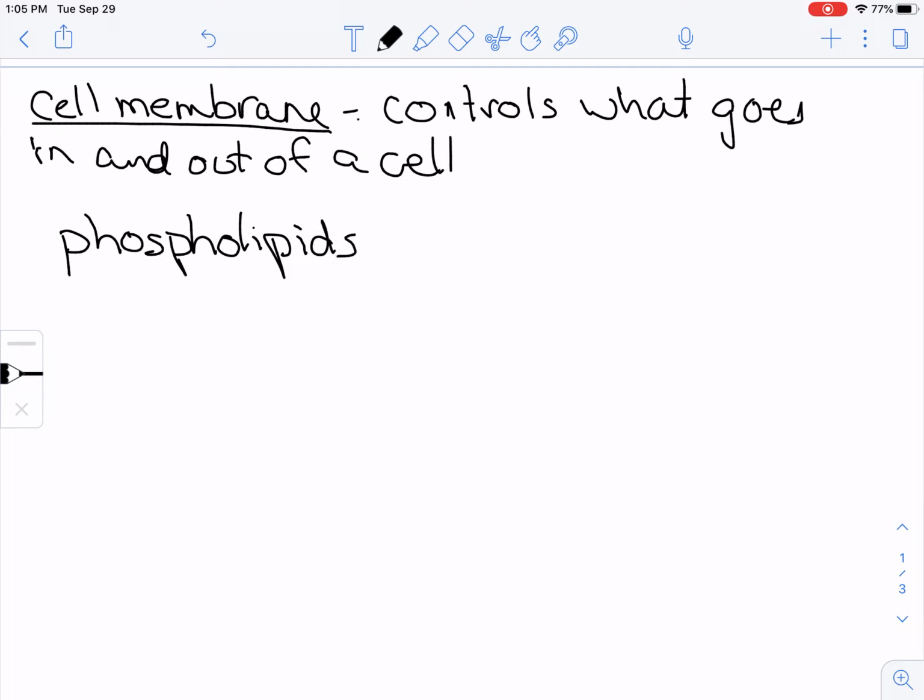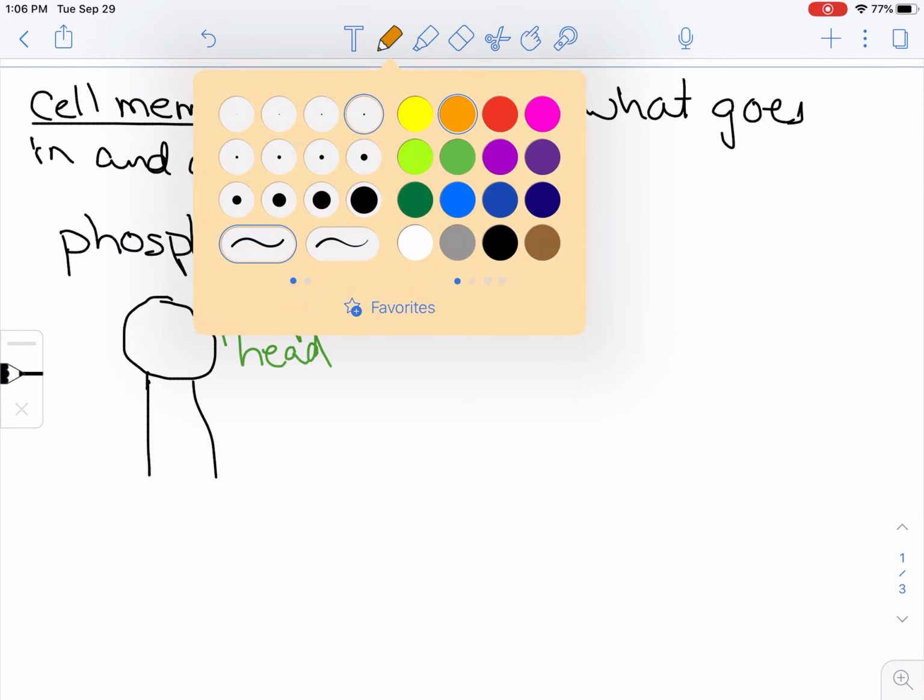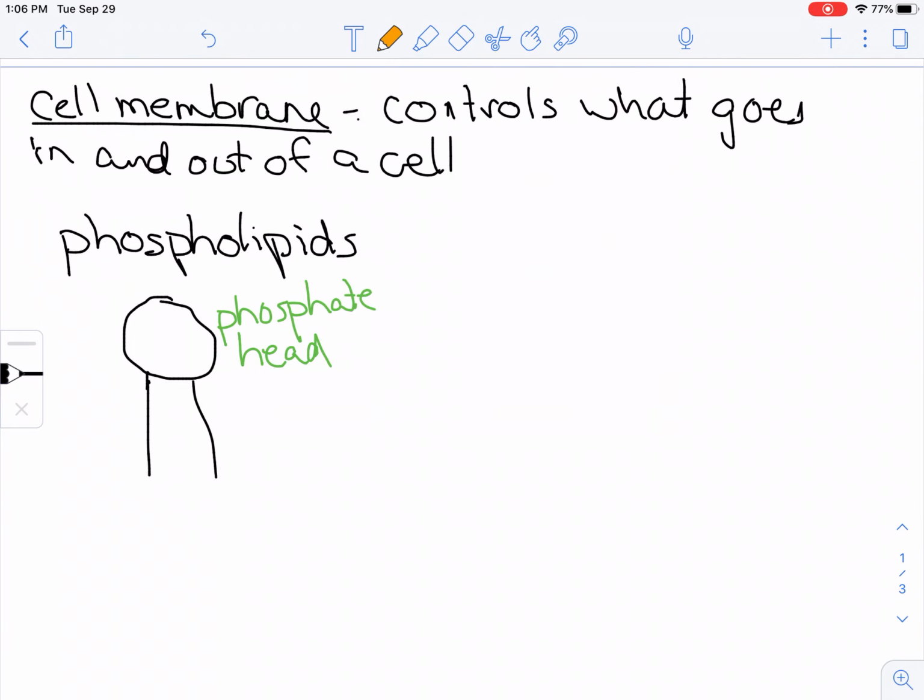Okay, and so what one phospholipid looks like, it's got a little head, and they call them tails, but for some reason I can't get tails in my brain. I always call them legs, but whenever I refer to legs, I'm actually talking about the tails. Okay, so in these, this head part is what we refer to as a phosphate head. Okay, and then the legs are lipid tails.